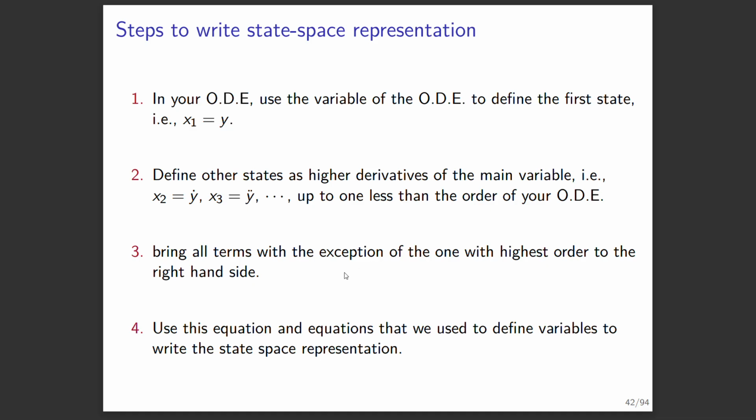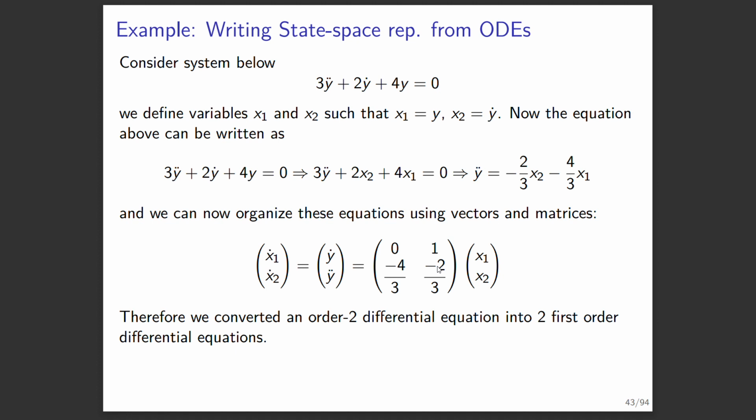Then you bring all terms to one side with the exception of the term with the highest order. And then we use this equation and other equations that are generated from this equation to write everything in vector matrix format. So I know it's confusing. In this course, seeing numerical examples really helps.